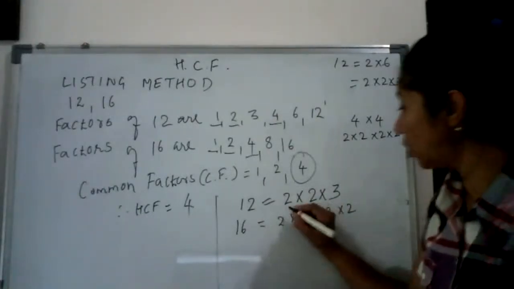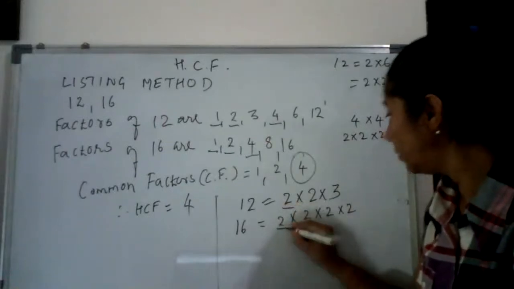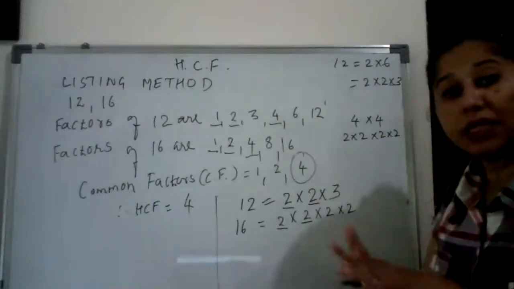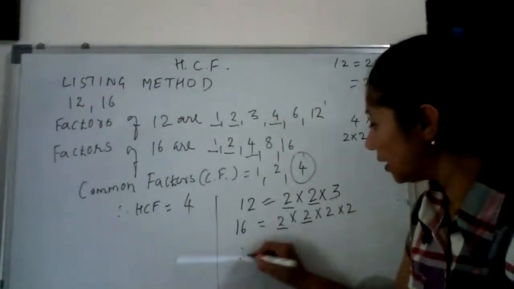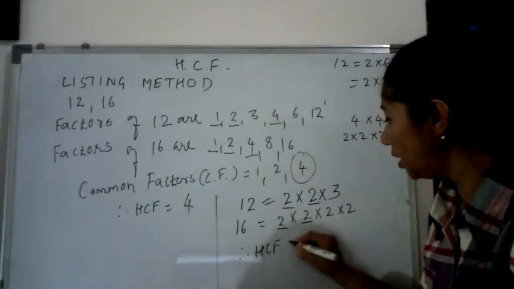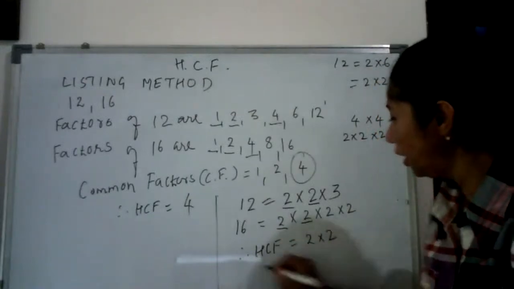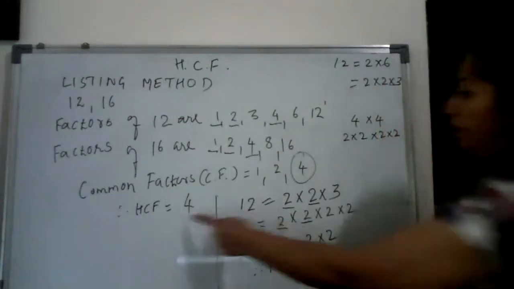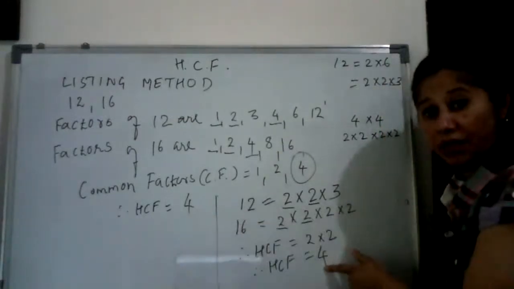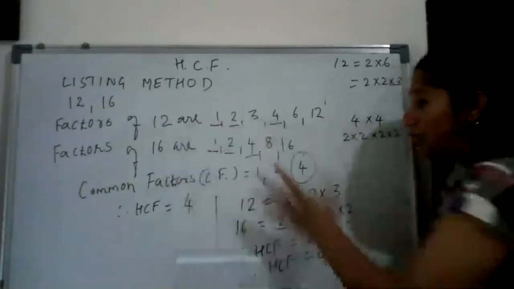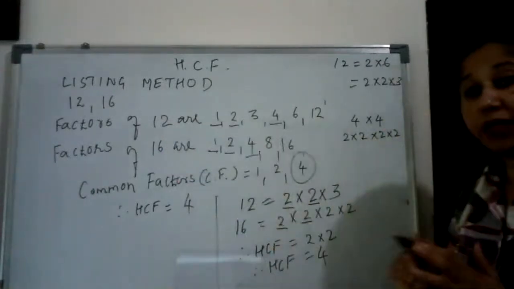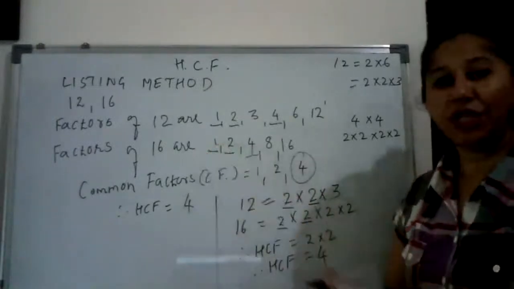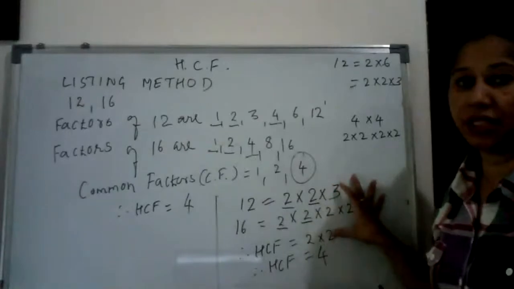Fine? Now, let's talk the common. Underline kar liye. 1 aur dusra hai. Aap dekhiye, iske paas 3 hai, aur iske paas 2 2 hai. Iske paas kuch bhi common hai. And then, HCF is equal to 2 into 2, yani HCF is equal to 4. Again, same answer. Fine. So, this is called listing method. This is called prime factorization method. Fine. Maximum times, this is just for the initial level. Baki hum maximum isi se use karenge.